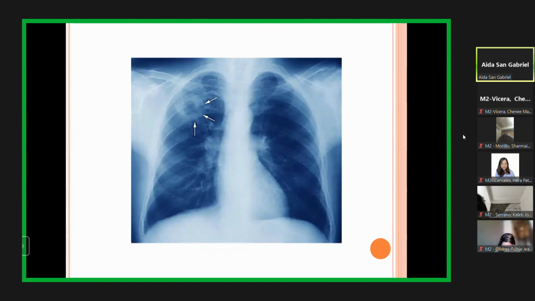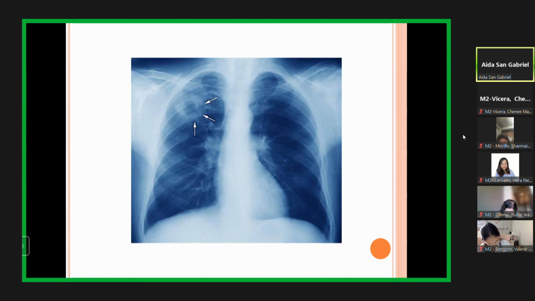Decreased tactile fremitus. On percussion, dull or flat on percussion on the area where there is pleural effusion. On auscultation, decreased to absent breath sounds on the right, mid to lower lung fields. By the way, you do not say upper lobe or lower lobe. You divide the lungs into three: the upper or apex, the mid lung field, and the lower lung field, in order to localize your finding.